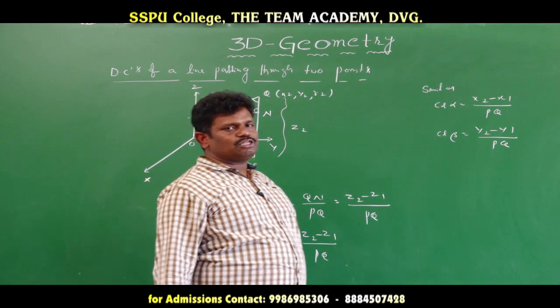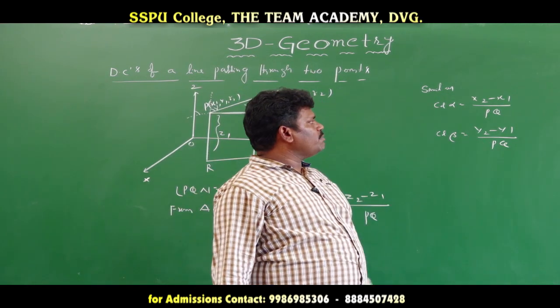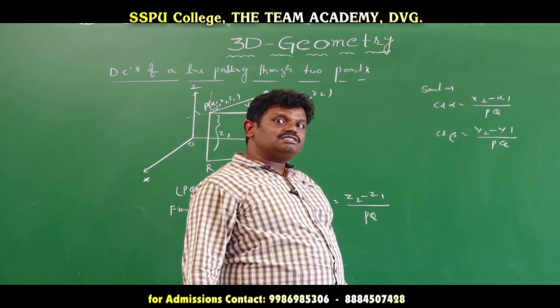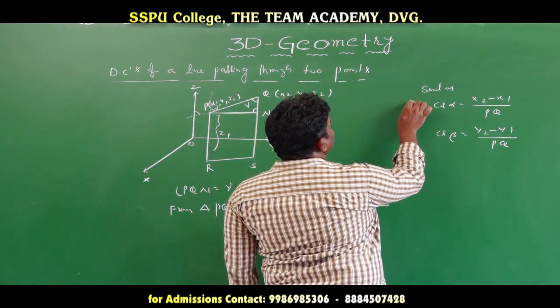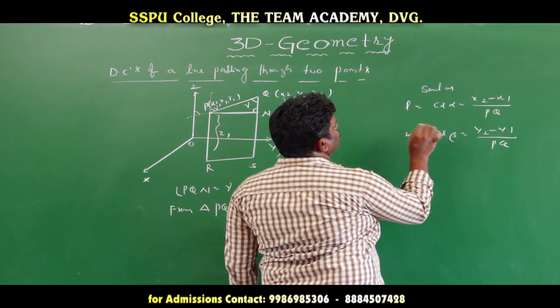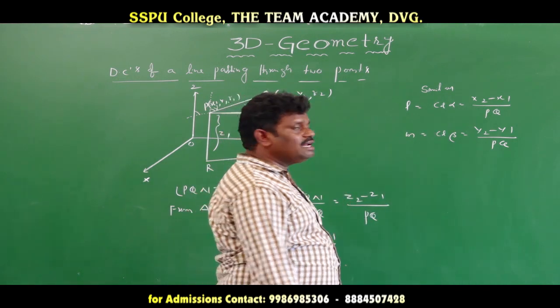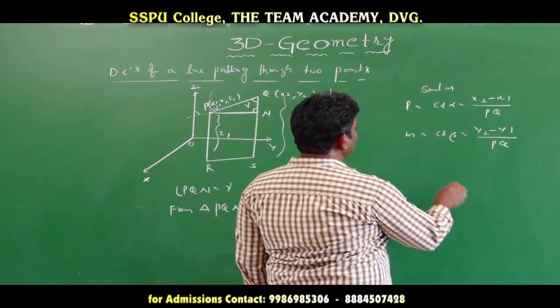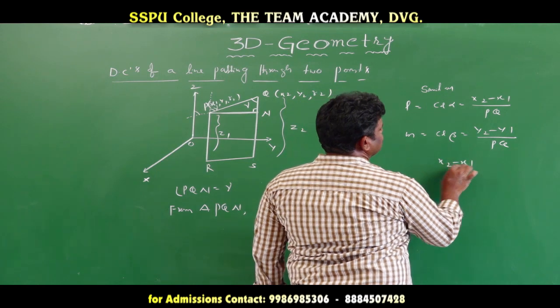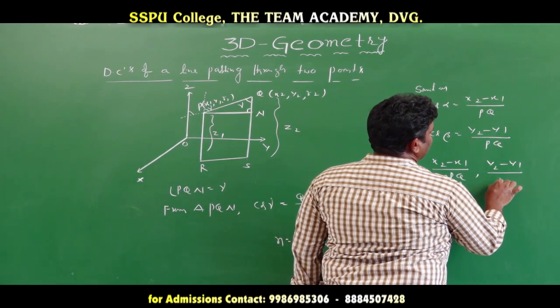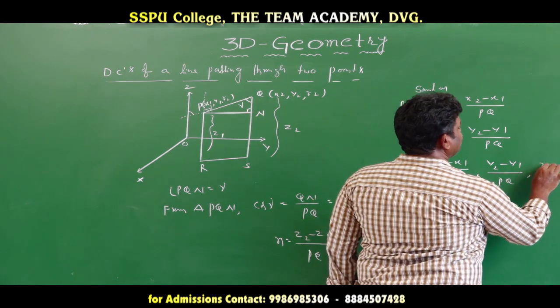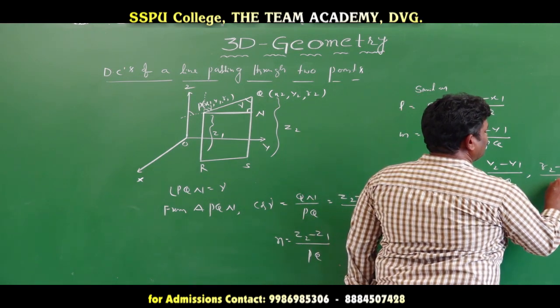Here alpha means (x2 minus x1)/PQ, and beta means this value. So next, these direction cosines, how to write here? n is already there. Now this value we represented with L and this value we represented with M. So finally, the direction cosines of that line we write as (x2 minus x1)/PQ, comma (y2 minus y1)/PQ, comma (z2 minus z1)/PQ.